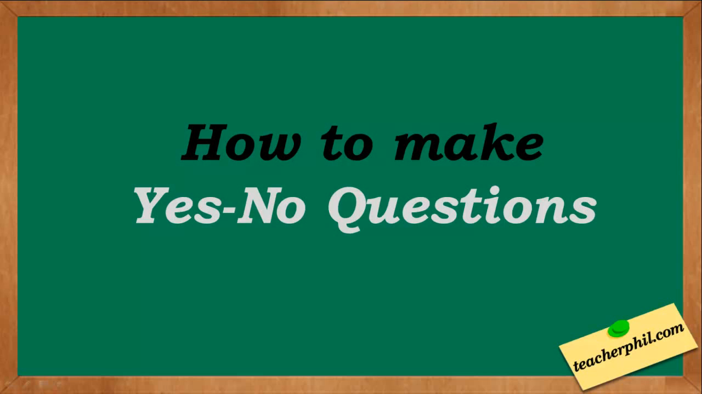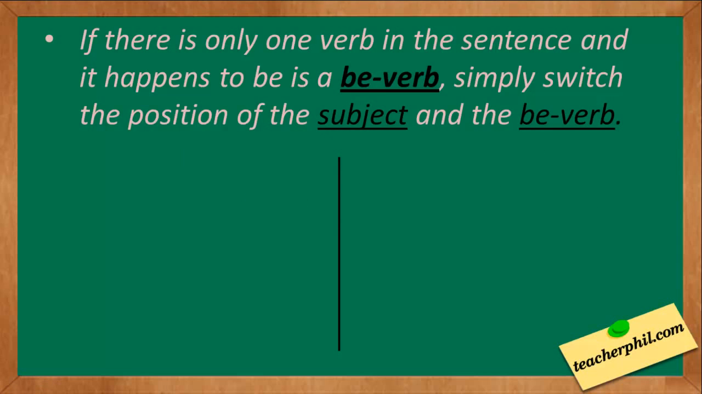How to make yes-no questions. In making yes-no questions, there are 3 steps. The first one: if there is only one verb in the sentence and it happens to be a be verb, simply switch the position of the subject and the be verb.